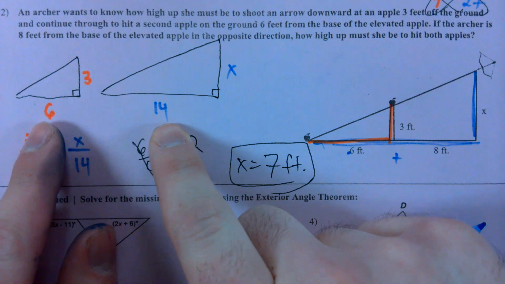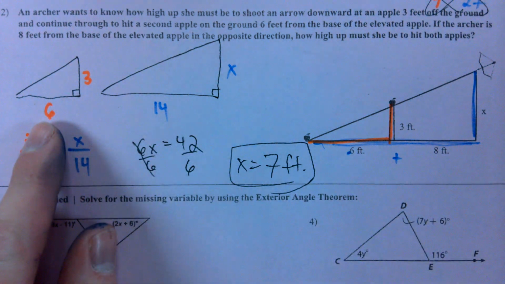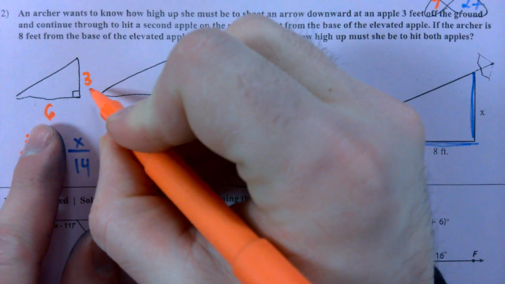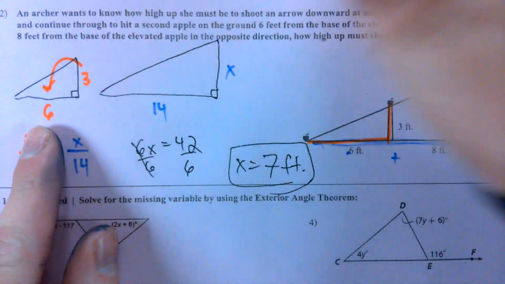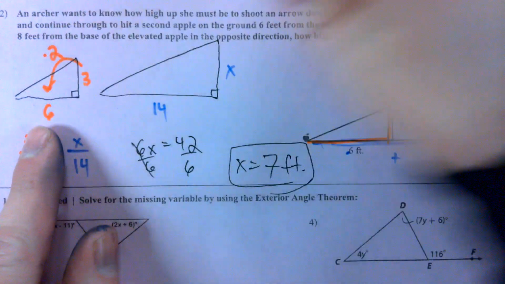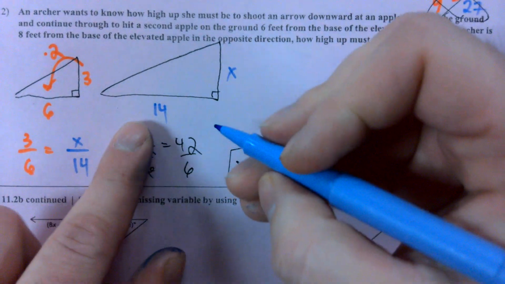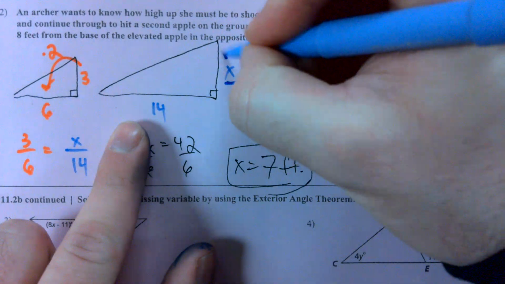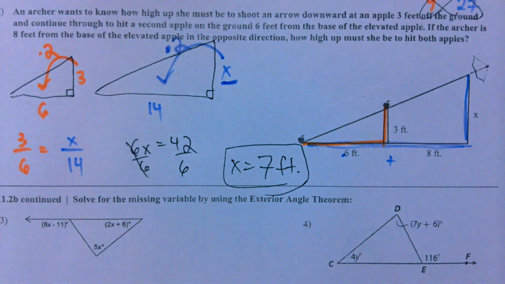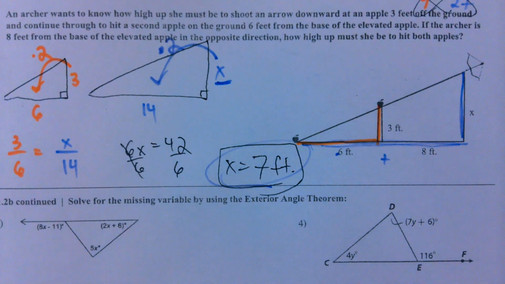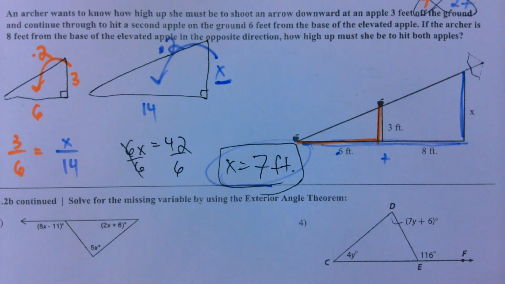We can't multiply 6 by something to get 14, right? But we can multiply 3 by something to get 6, right? What can we multiply 3 by to get 6? 2. So that means over here, 14. X times 2 has to give us 14. So all we need to do is the opposite, which is divide 14 by 2. And look at that. We would get 7 feet. Either way.